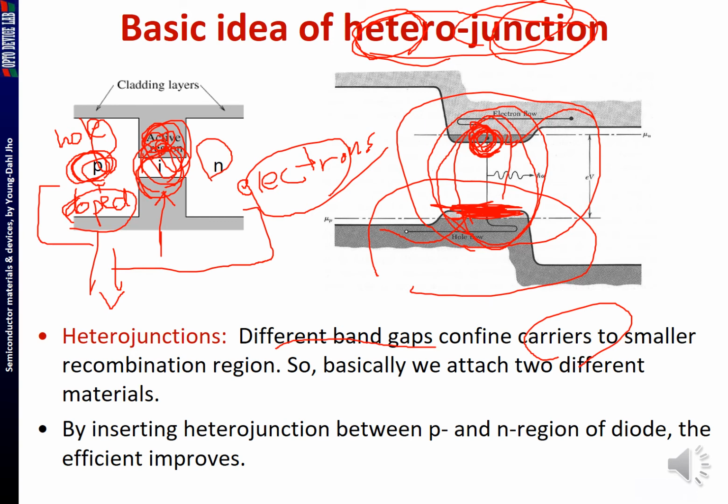So basically we attach different materials, at least two, sometimes three different materials, by inserting the heterojunction between the P region and the N region of the diode. The efficiency improves.